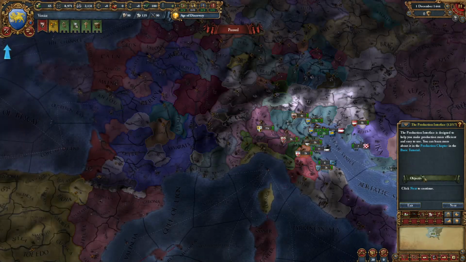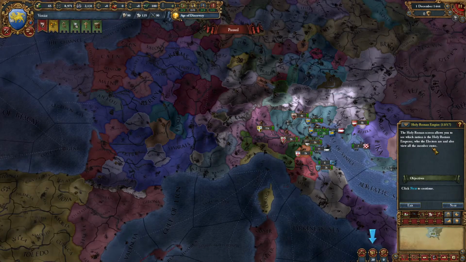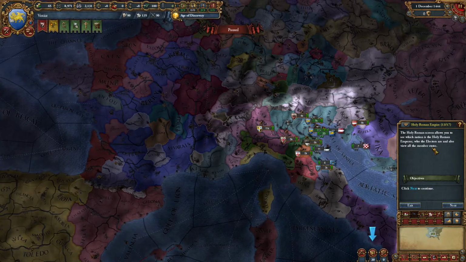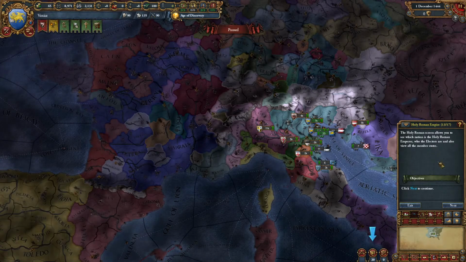So we got unrest in those particular areas. Anyway, next. The Holy Roman screen allows you to see which nations are in the Holy Roman Empire, who the electors are, and also view the member states.